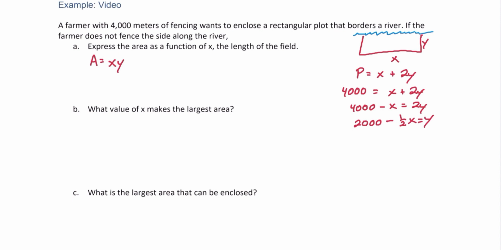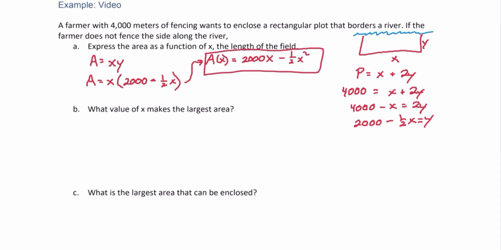We can now use this equation to replace y in the area equation. Y is now 2,000 minus 1/2 x. And then simplifying this equation, area is now written as a function of x: 2,000x minus 1/2 x squared. Notice that the area function is a quadratic. It's opening down. So if we graphed it, it would be a parabola that has a maximum.